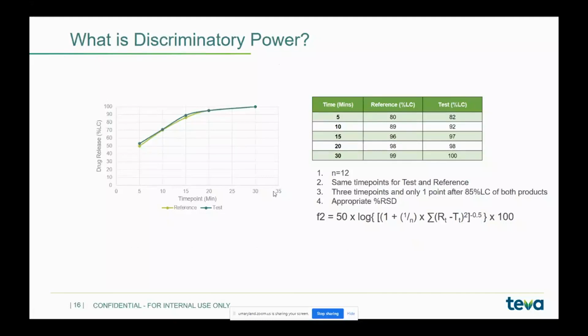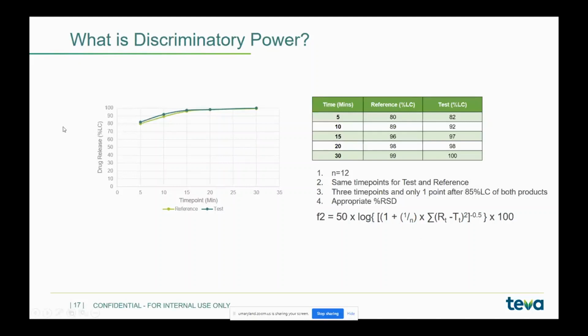I know it's not IVIVC exactly, but the more similar they are in this release test, the more confidence it gives you going in. In this case, the F2 was greater than 50, and we would probably be happy enough to go into a clinic with that.